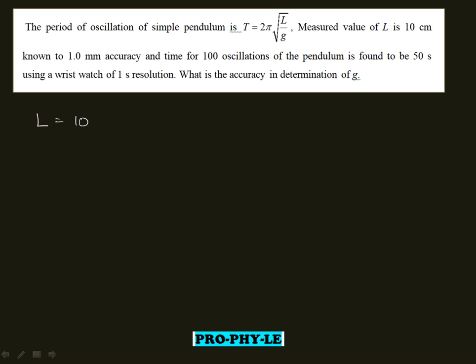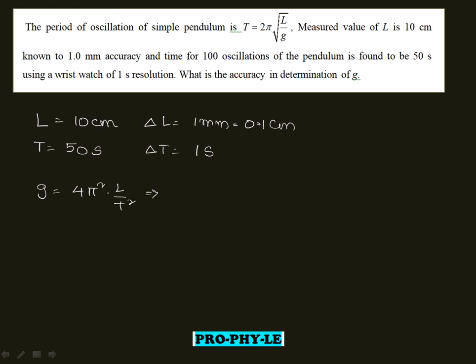length is given as 10 centimeters and error in measuring length, that is nothing but its accuracy, 1 mm, or this will be 0.1 centimeter. Similarly, the time for 100 oscillations is 50 seconds and error in time is given as 1 second.